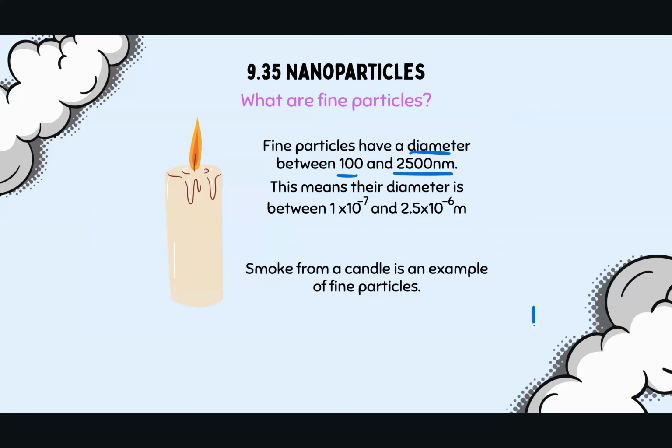So you've got nanoparticles which are between 1 and 100, then you've got fine particles which are between 100 and 2,500 nanometers. So 1 nanometer to 100 nanometers is nanoparticles, and 100 to 2,500 would be fine particles. An example of a fine particle is the smoke that comes from a candle.